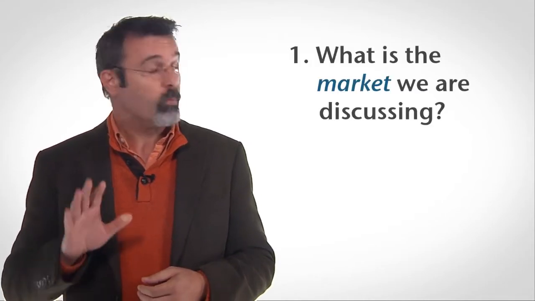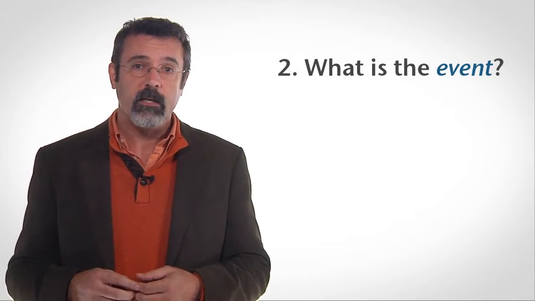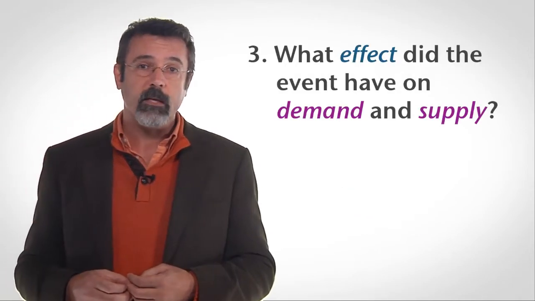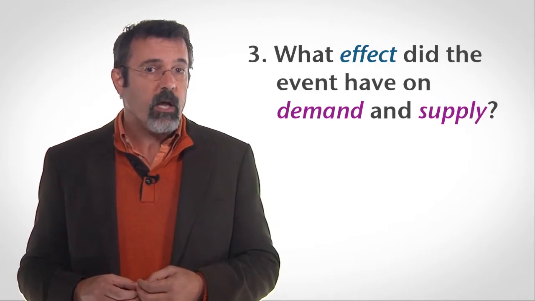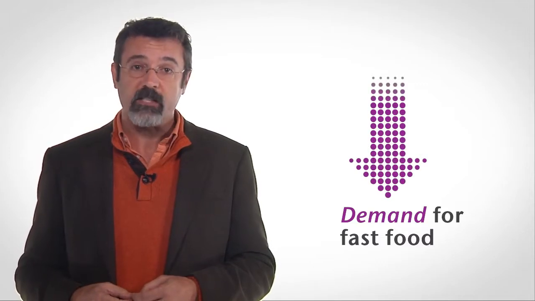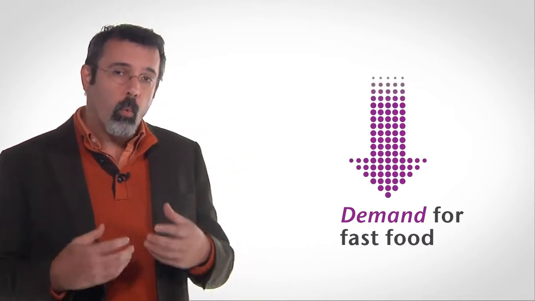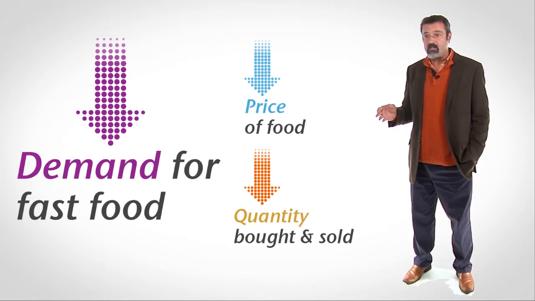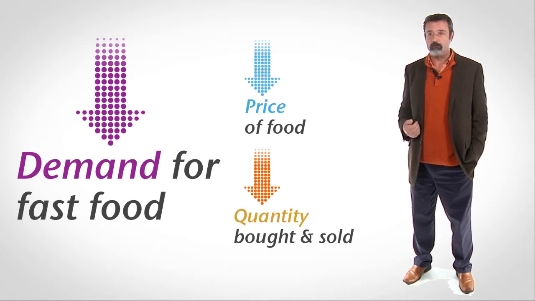Now, consider the market for fast food. What happens when the government reports that avoiding fast food makes you live longer? We're discussing the market for fast food. The event is a report that you live longer when you don't eat fast food. Ignoring the price of fast food, people's desire to buy fast food has decreased. The demand for fast food has decreased. When the demand for fast food decreases, we know that the price of fast food will fall. The quantity of fast food bought and sold will also fall.